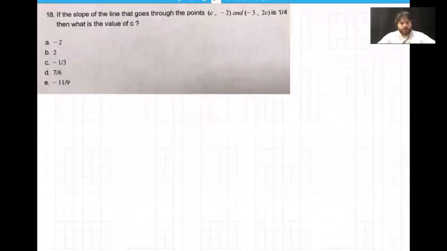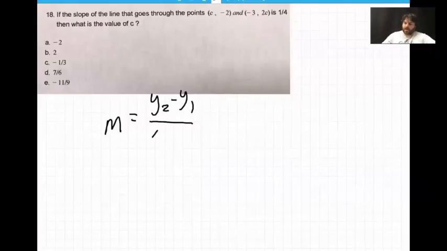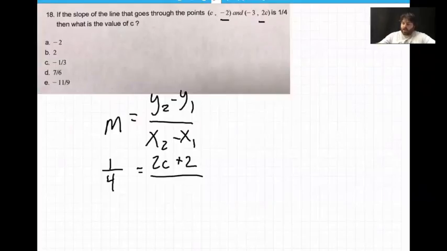All right, if the slope of the line that goes through the points (c, -2) and (-3, 2c) is 1/4, then what's the value of c? All right, just like the last problem, it's got variables where we're not used to seeing variables, but you don't change it, okay? The slope formula is y2 minus y1 over x2 minus x1, okay? The slope is 1/4, so we replace that with 1/4. The y2, that's right here, that's 2c minus negative 2, which makes a positive 2 when we subtract the negative, divided by x2, which is negative 3, minus x1, which is c. There's our equation.